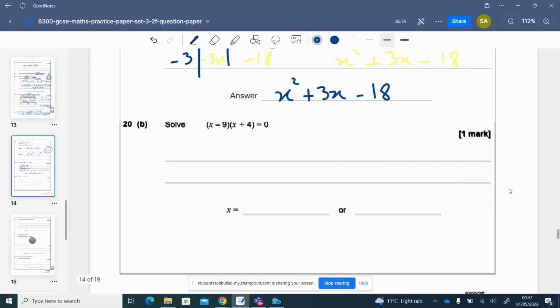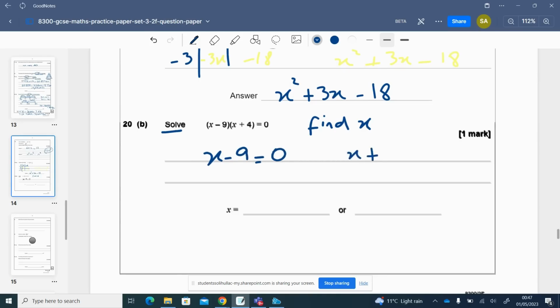Question number 20, part B. Solve (x minus 9)(x plus 4) equals 0. Now, solve means finding the value of x. So, find what is x, right? To find the value of x, when we have double brackets, we put each of these brackets equal to 0.